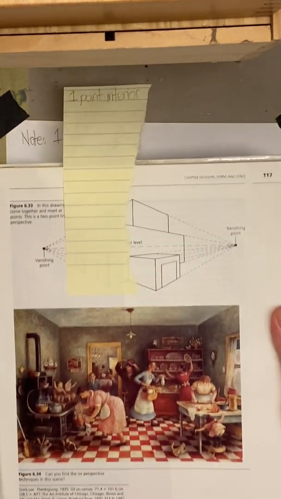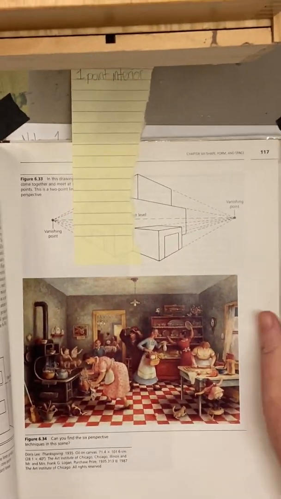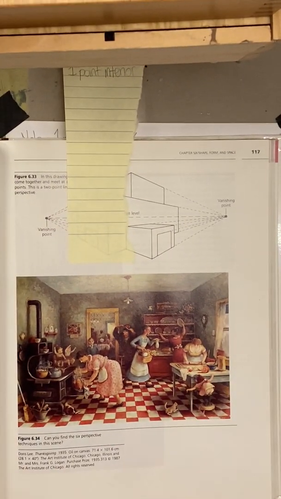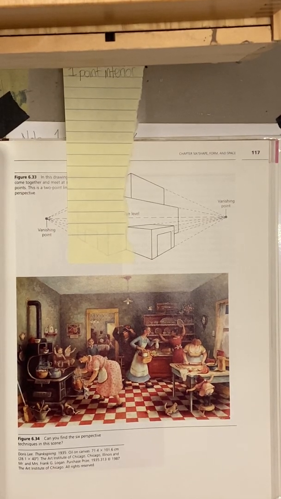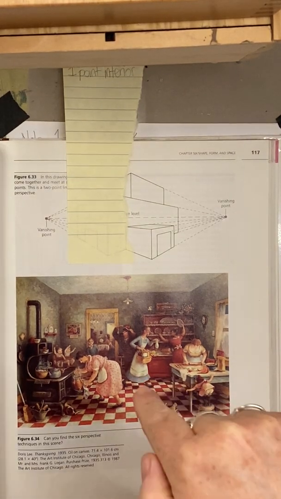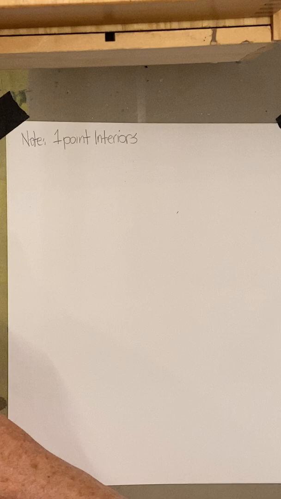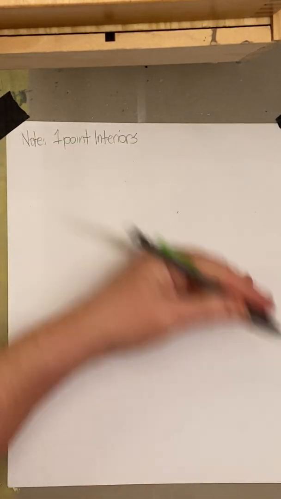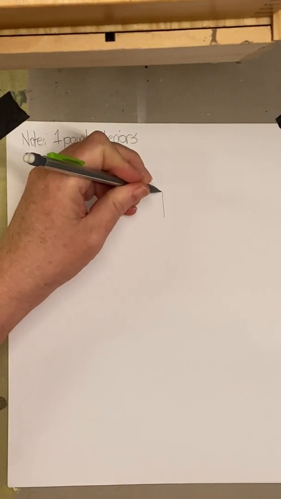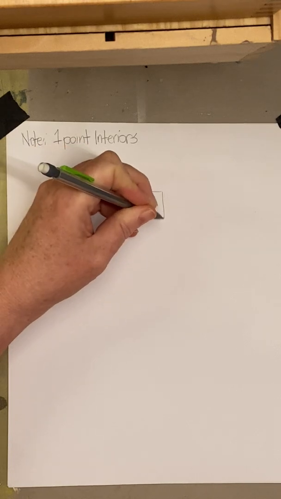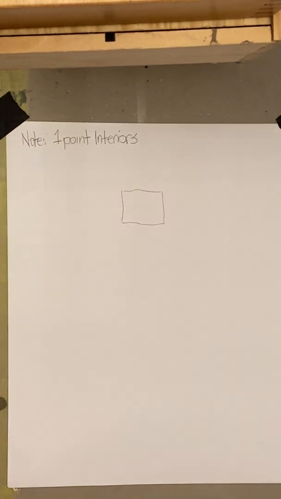So I'm just going to start with a picture of an interior space. Step number 1 is draw the front of the object. By that, I always mean the side that you're looking at. When you're looking in a room, the side that you're looking at is the back wall. So that is step number 1. I'm just going to freehand it. So that is the back wall.